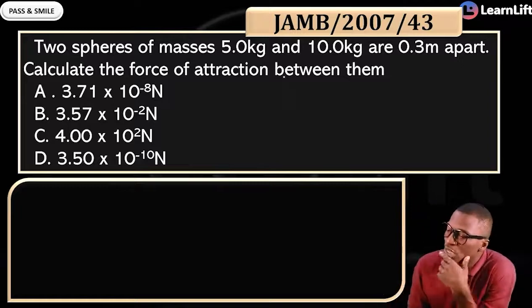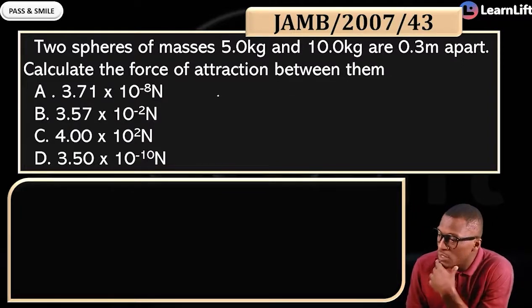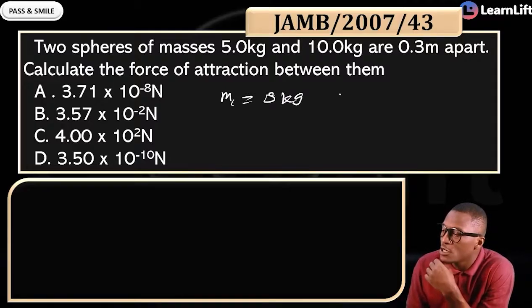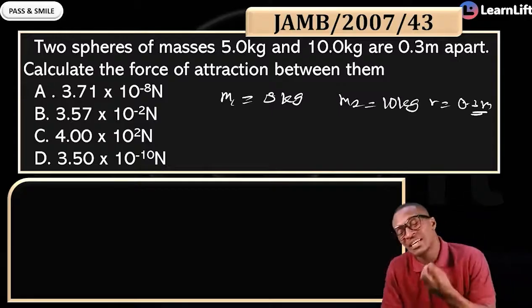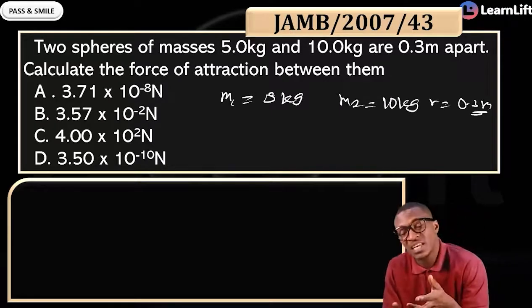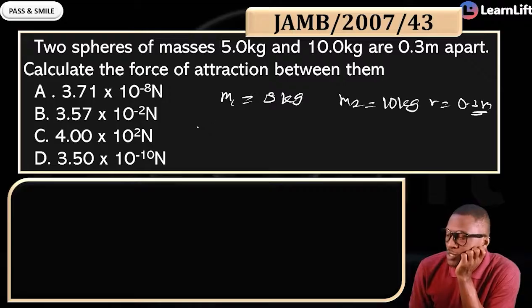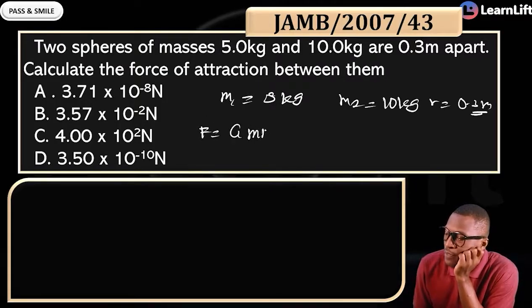Let's start. First and foremost, let's bring out our parameters. The first mass, which is M1, is given as 5 kg. We're given M2 to be equal to 10 kg. We're given R as 0.3 meter. Please, all units must be in their standard form. Mass must be in kilogram, length must be in meter. And we know the formula: F is equal to GMm all over R squared. What's G? G is equal to 6.67 times 10 raised to power minus 11.